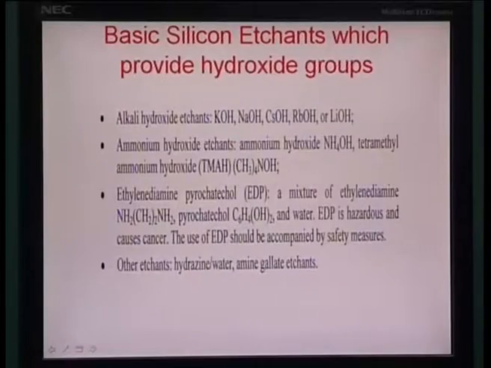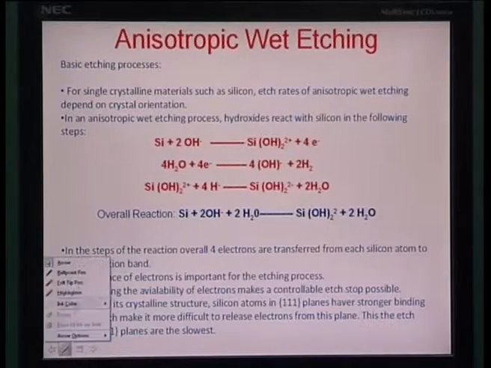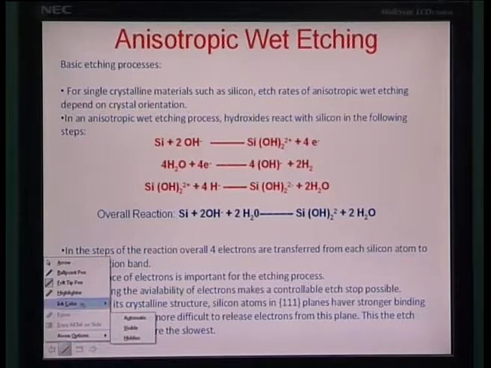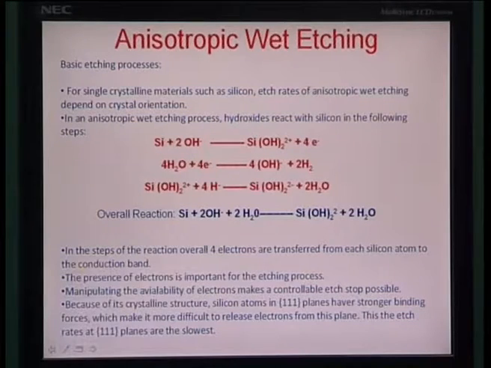So, in a nutshell, for a single crystalline material such as silicon, as you can see here, the etch rates of anisotropic wet etching really depend on the crystal orientation. An anisotropic wet etching process is essentially a redox formulation where hydroxides react with silicon in the following steps. In the first step, the silicon gets coupled with hydroxide which is generated from the etchant material.